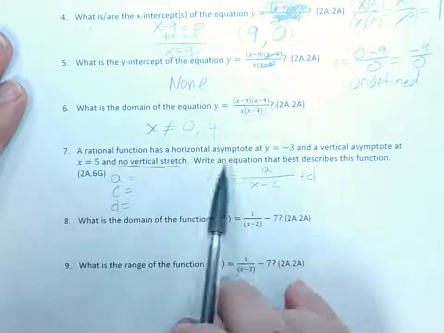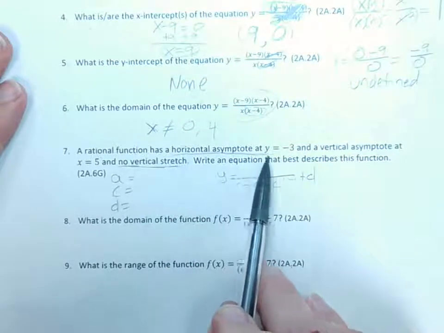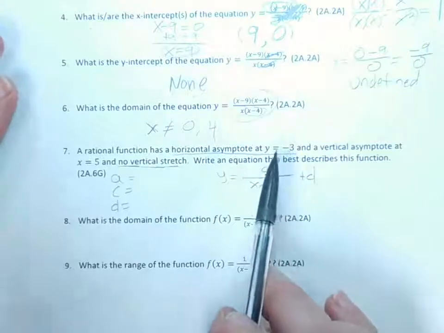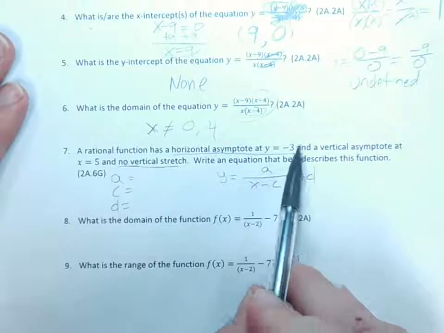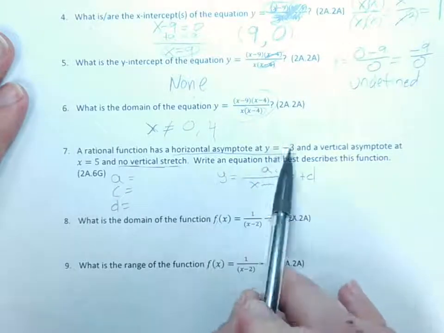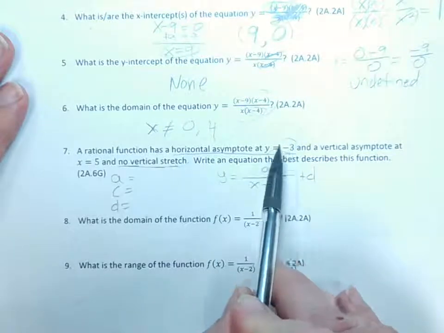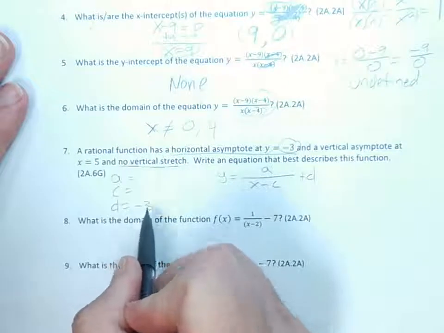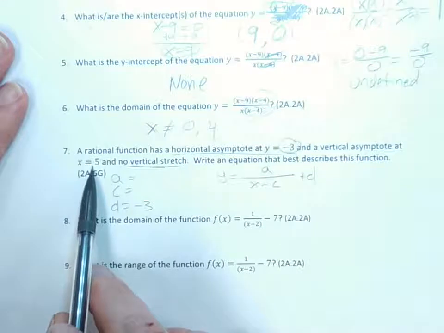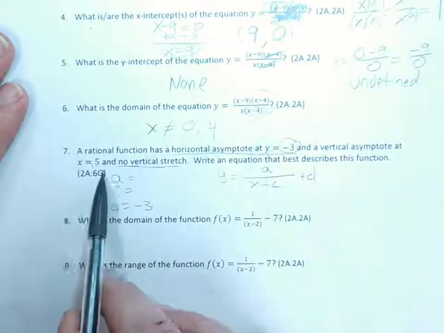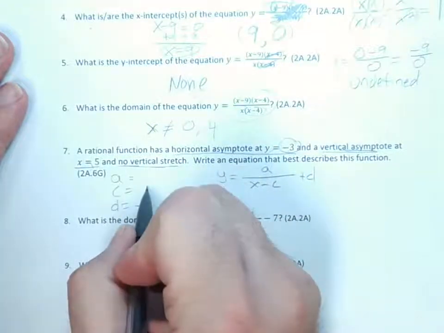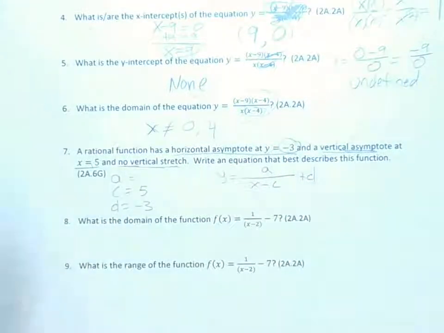The first thing they tell us is that the horizontal asymptote is y equals -3. From our studies, we should know that this is the d value. The d value of the transformation form tells us what the horizontal asymptote is. So d is -3. Then it says there's a vertical asymptote at x equals 5. Once again, we know what this is. x equals 5 is a vertical asymptote. That's the c value. So I know that the c value is 5.